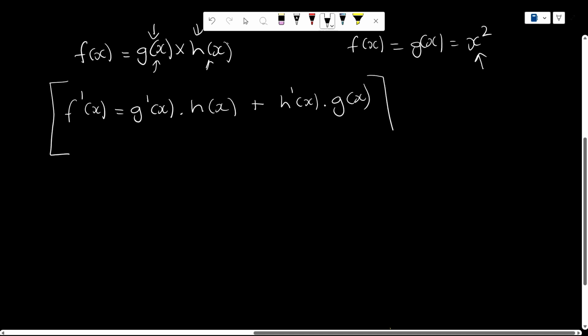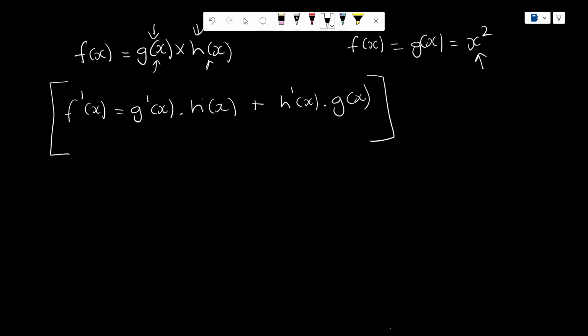This formula is easy to remember, because basically you find the derivative of this times that, plus the derivative of that times this, right? It doesn't matter which one you start with, because here we have a positive. As long as you derive one function and multiply it with the other, then derive the other function and multiply it with the first one.